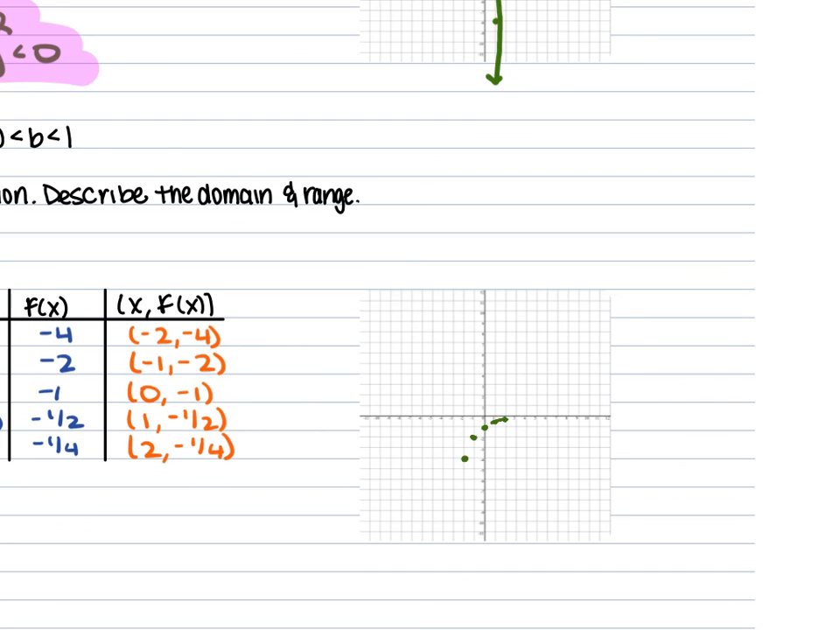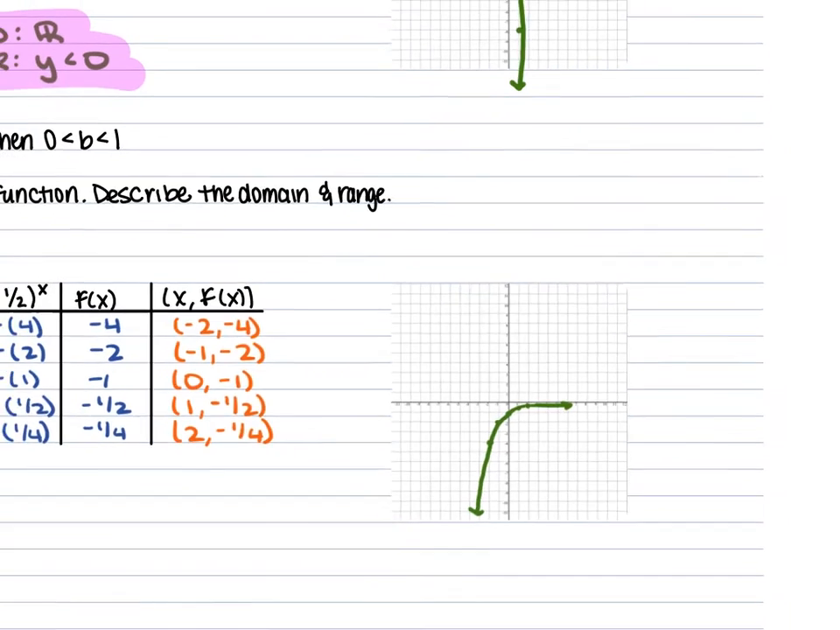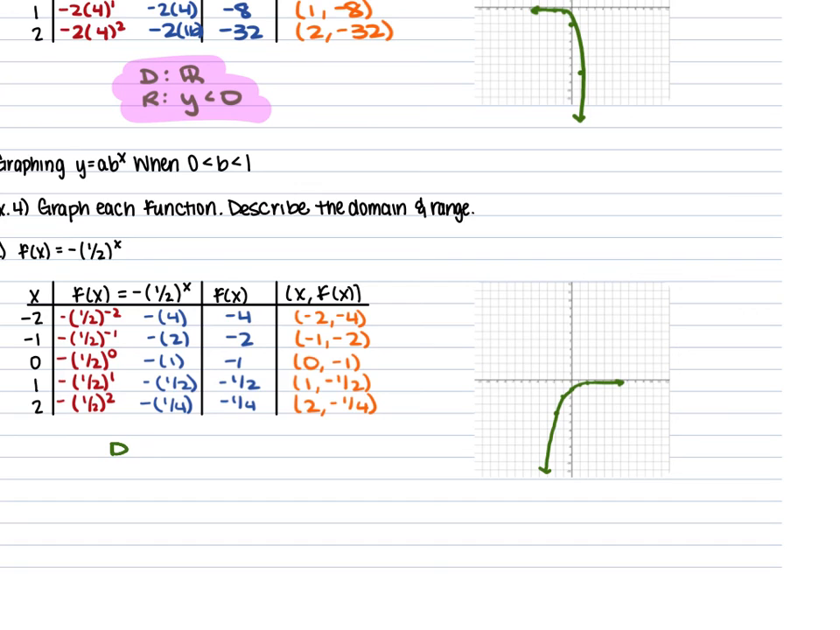So if you see here, this line is going to continue to go out as it goes to the left. And then it's going to continue to go to the right, but never cross over that x-axis. So for your domain here, you have all real numbers because it goes to the left as it goes down and it goes to the right consistently. Your range, it's not crossing above that x-axis, so y is less than 0.